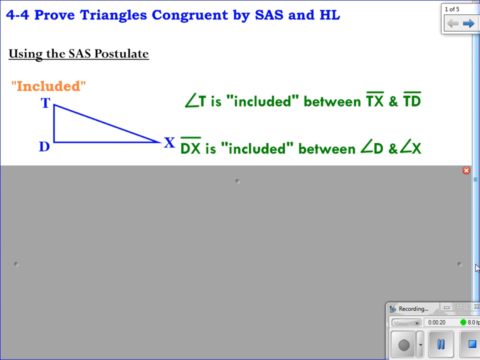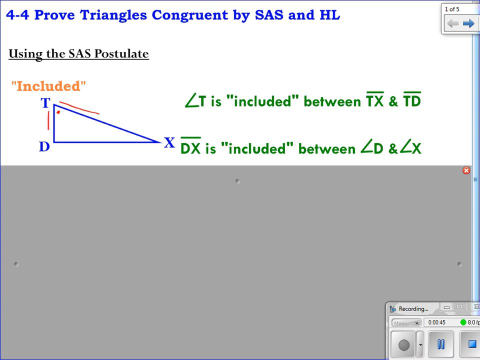And there's 2 more. So before we learn about SAS, we have to know what the word included means as far as geometry. So let's look at this picture. Angle T is included between TX and TD. So looking right here, we've got angle T right here. It is included in between these 2 segments. So it's sandwiched right in between them.